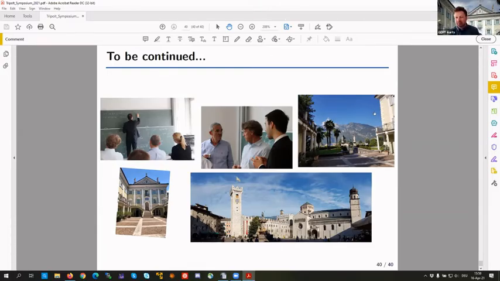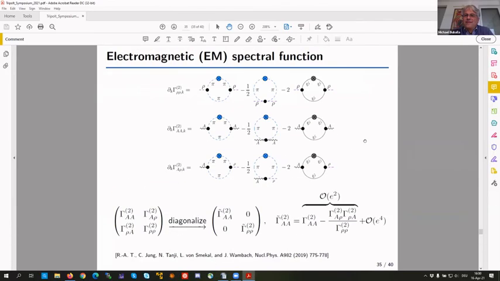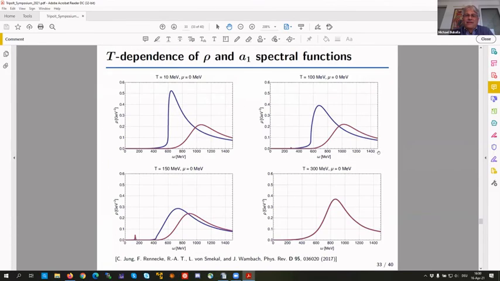Yeah, thank you. Very nice talk. I have one question concerning the rho and A1 spectral functions. The quark meson model is of course not confining, and as far as I remember from earlier calculations, you had the problem that the rho and in particular the A1 could decay also at low temperatures into quarks. So what did you do about this? Because now this looks very nice, everything.